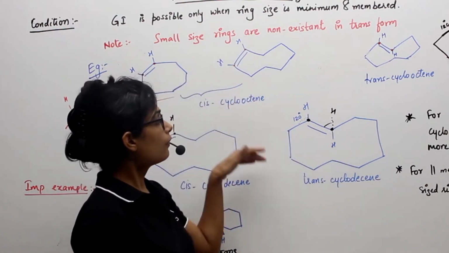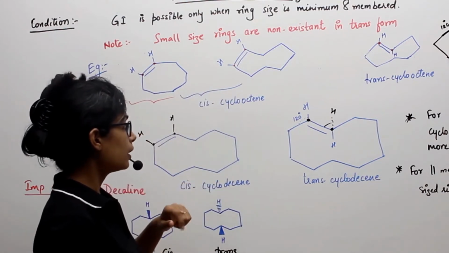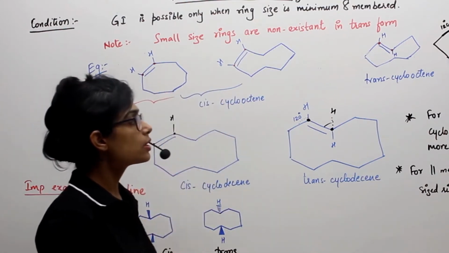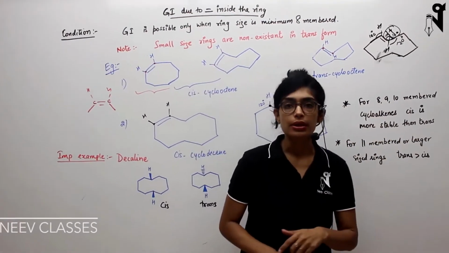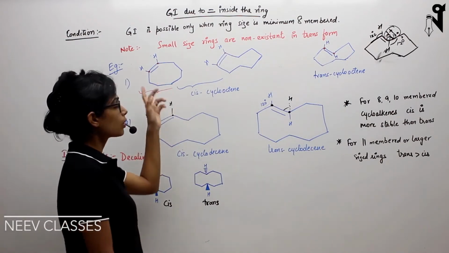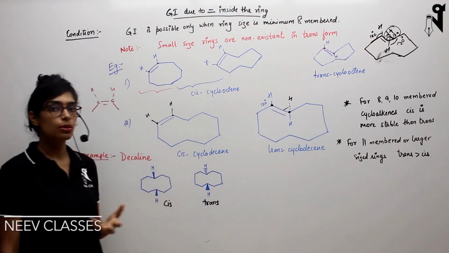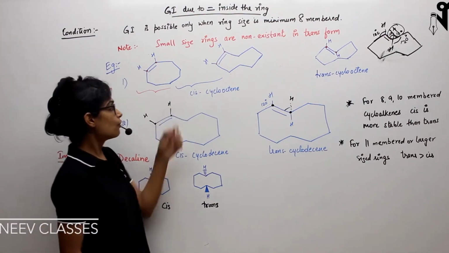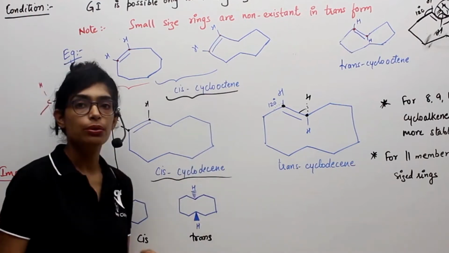Now, I have taken two examples, one cyclooctene and another cyclodecene. In both cases, I have shown you cis and trans forms. Now, when we talk about 8, 9 and 10 membered rings, cyclooctene, cyclononene, cyclodecene kind of chains, here you will find, this is the common observation, that the cis forms of such cyclic chains are much stabler as compared to trans.